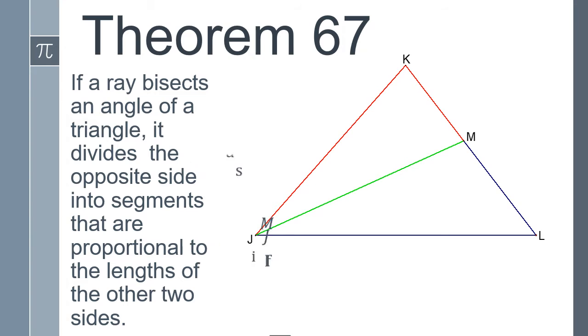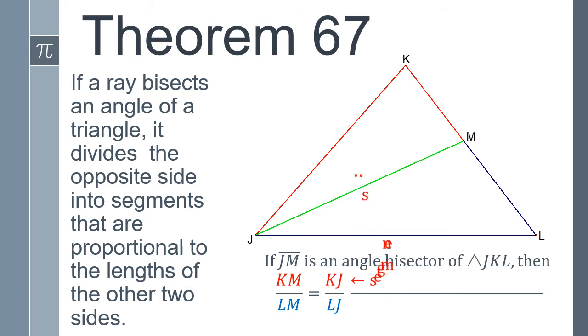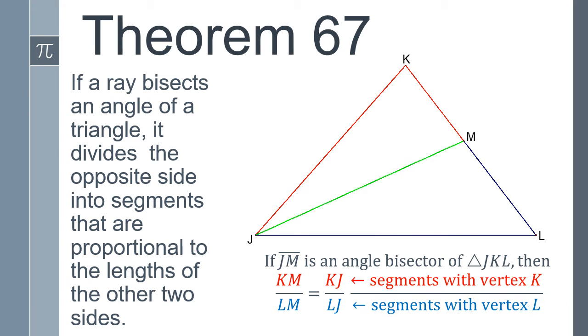Okay, so now if a ray bisects an angle of a triangle, it divides the opposite side into 2 segments that are proportional to the lengths of the other 2 sides. So if segment JM is an angle bisector of triangle JKL, then KM over LM is equal to KJ over LJ.